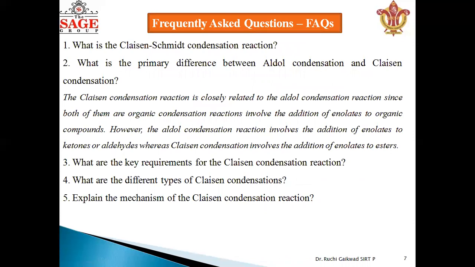Now, what are the frequently asked questions regarding this Claisen-Schmidt condensation? These are the five questions, the question bank, which are basically asked from this Claisen-Schmidt condensation reaction.